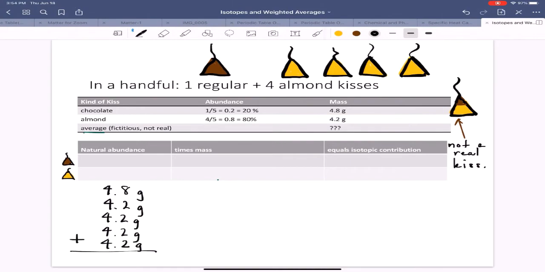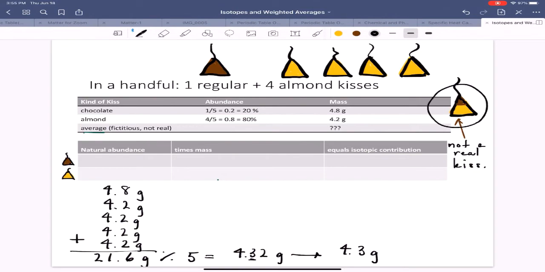So let me add those together and divide by 5 to see what the average is. So if I have 1 kiss that's 4.8 grams and 4 kisses that are 4.2 grams, an average kiss has a mass of 4.3 grams. Now, is there any real kiss that has that mass? Not in this house, but it would reflect something about the average for our house.